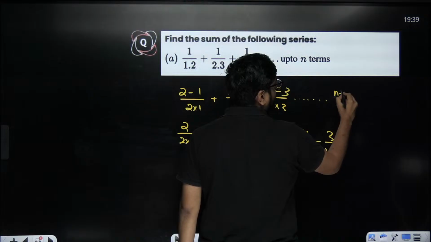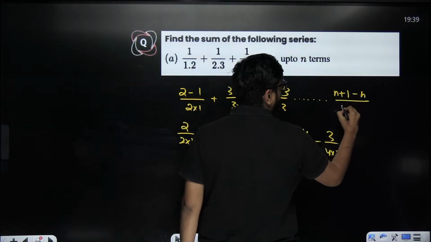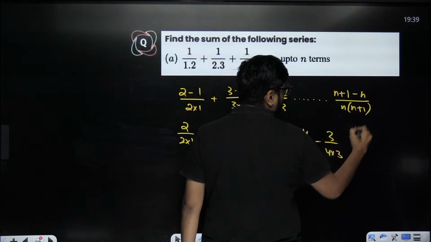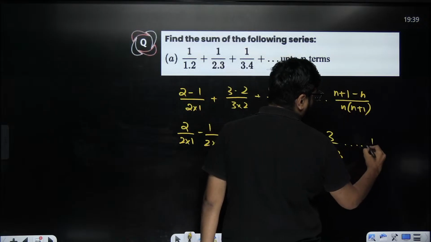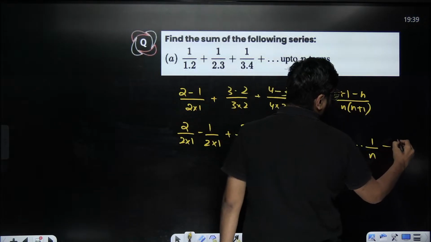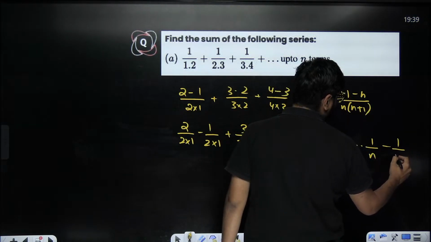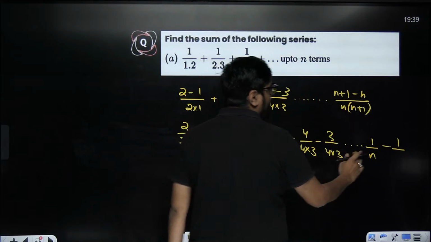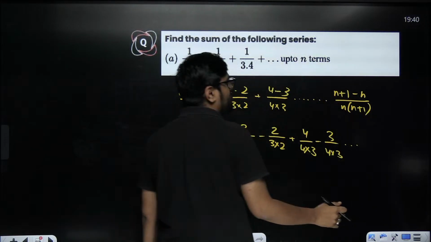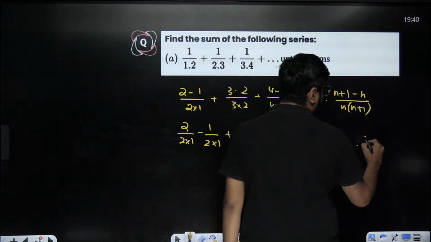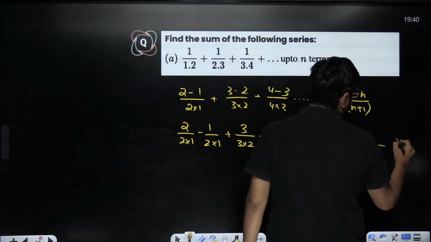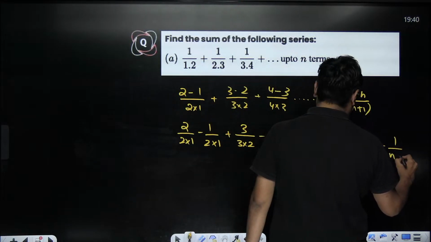We can write it as n plus 1 minus n divided by n into n plus 1. So the last term will be 1 by n minus 1 by n plus 1. The bigger term we write first, so n plus 1 by n becomes 1 by n minus 1 by n plus 1.